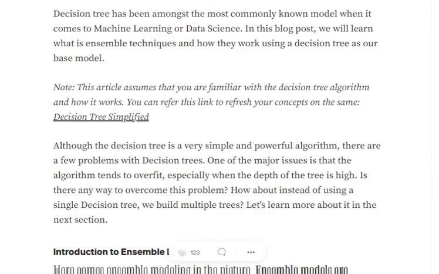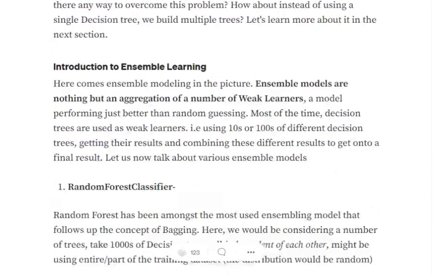Now coming to the idea of ensemble learning. Ensemble learning is nothing but aggregation of a number of weak learners. Weak learners can be decision trees, for example, which are most commonly used. What we would be doing is taking multiple decision trees and aggregating their results in multiple ways, so it won't be that we just consider an average and go with that. There will be multiple techniques that we will use to aggregate these results, and the final result would be the result of the ensemble that we have generated.